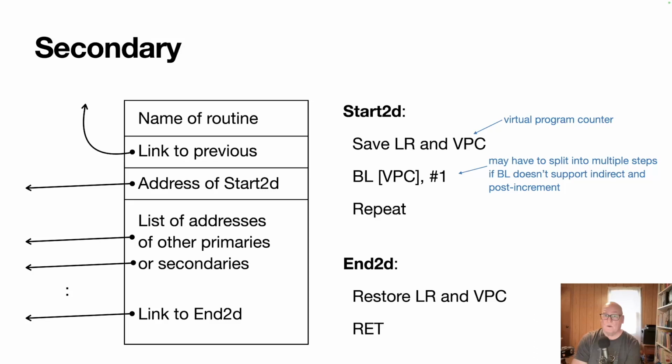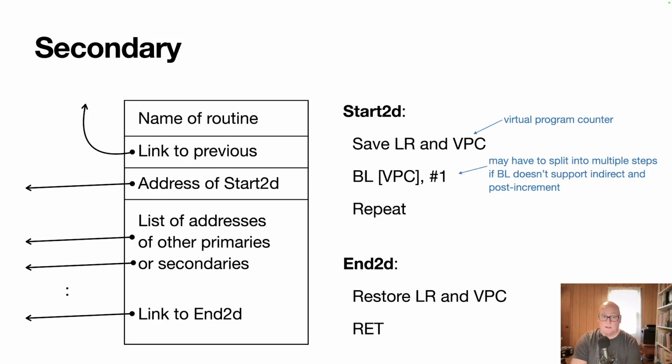When this is running, we'll have to initialize VPC to the first address. That's kind of the first little hole between the save and the BL. We'll have to start VPC at the address of the block, the list of addresses.